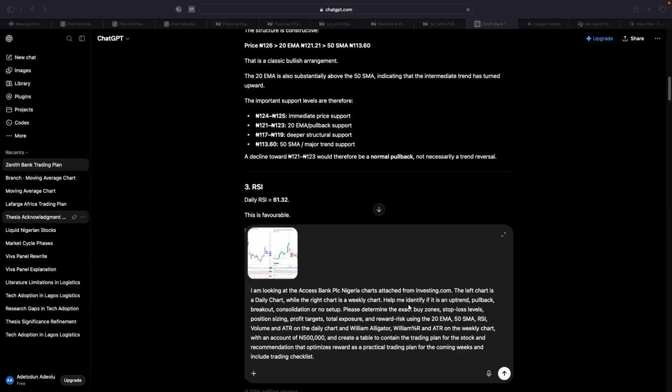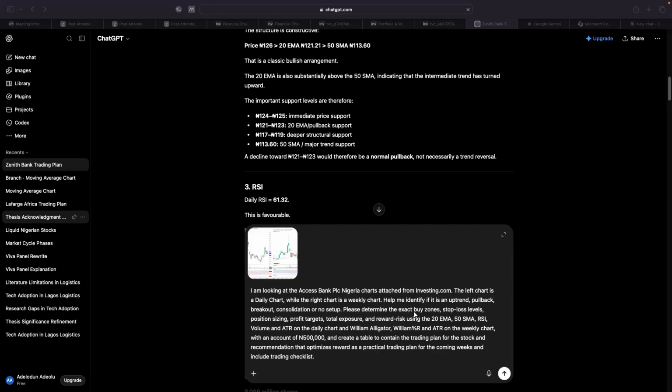Help me identify if it's an uptrend, pullback, breakouts, consolidation, or no setup.